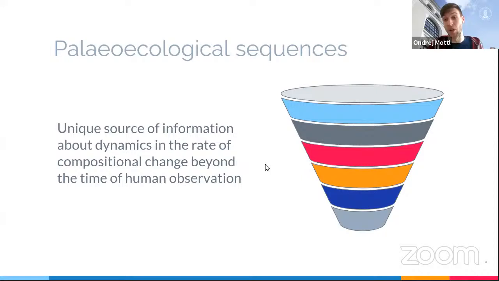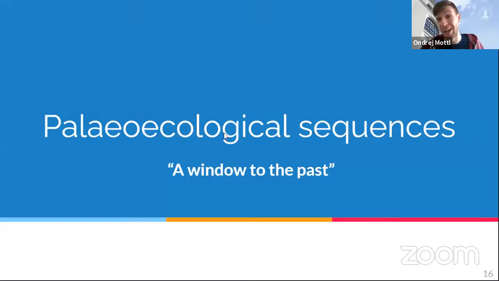If we want to look at how quickly or slowly the changes happen, we want to use what are called palaeological sequences. They're really cool because they're a source of information that you can use to look beyond the time of human observation, beyond possible experimentation, where we can observe right now and look to the past. So what are palaeological sequences? We call them a window to the past.